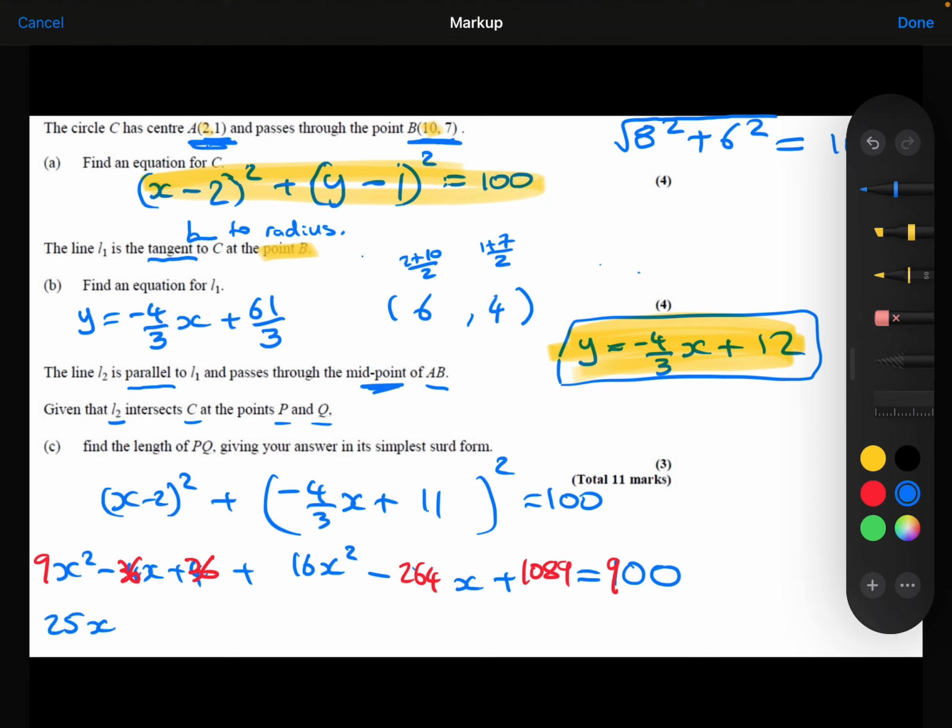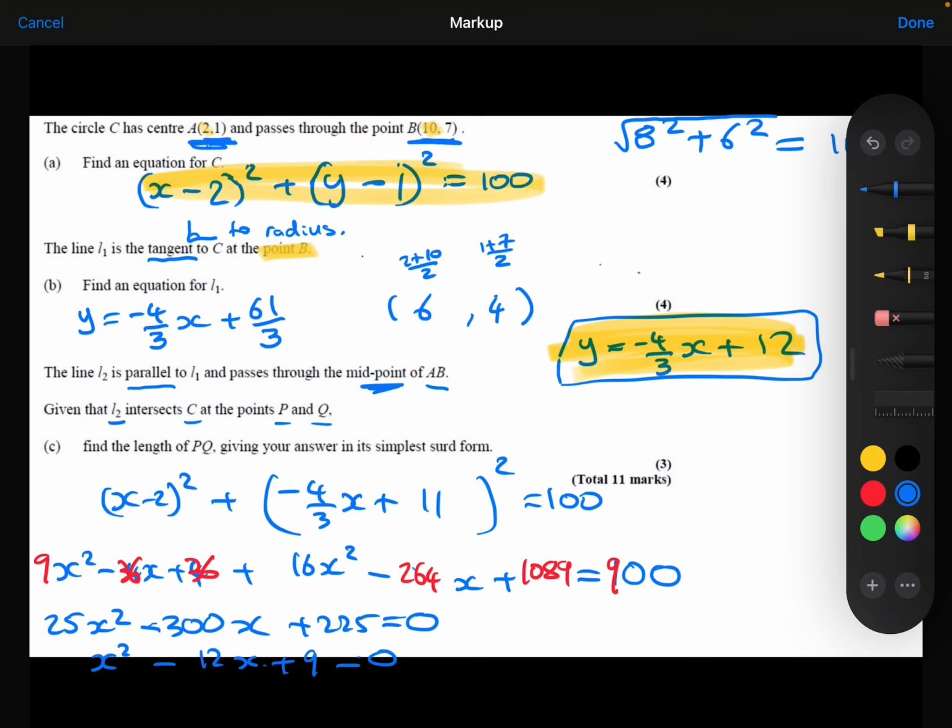So 25x squared minus 300x, and collecting up the constants, we get plus 225 equals 0. Each term there will divide by 25 nicely to get x squared minus 12x plus 9 equals 0.